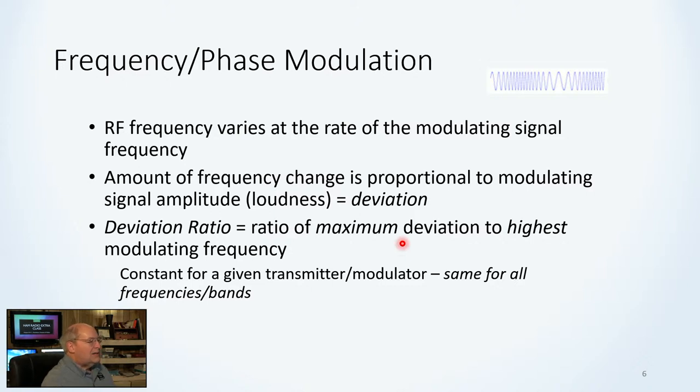Now, because we're talking about deviation and audio frequencies, neither of those has anything to do with the RF carrier frequency. And there is a pool question, a tricky one, that asks what changes with the RF frequency, and it doesn't. I'll probably touch on that again. So the deviation ratio, once it's calculated, will be constant for a given transmitter and modulator, and the same for all frequencies and bands. That'll come up again.